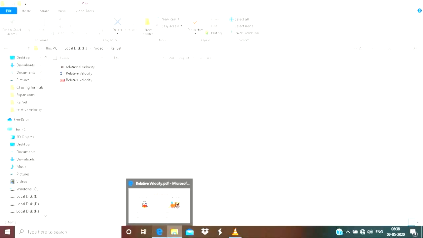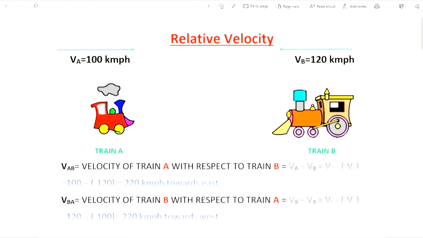Today we will study about relative velocity. Relative velocity is a concept in which we consider the velocity of one object with respect to another object. Here we will take some examples, like if we are moving in a train, the trees will appear to be moving backward. Now I have taken an example like train A and train B.